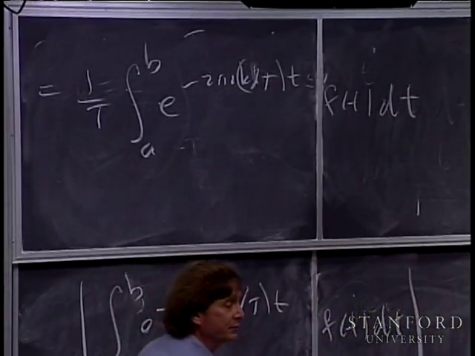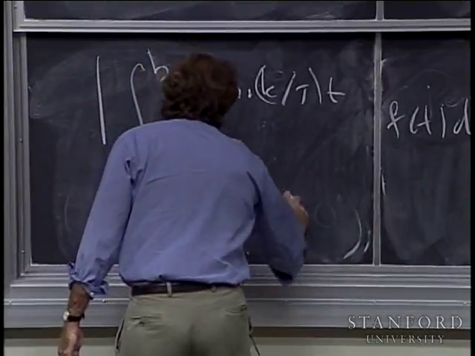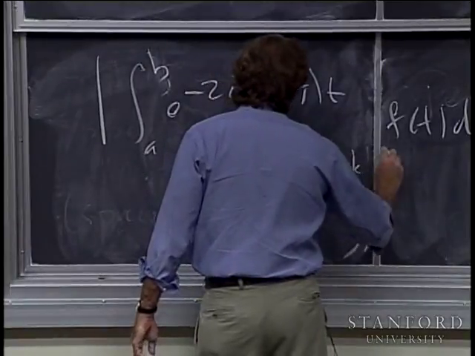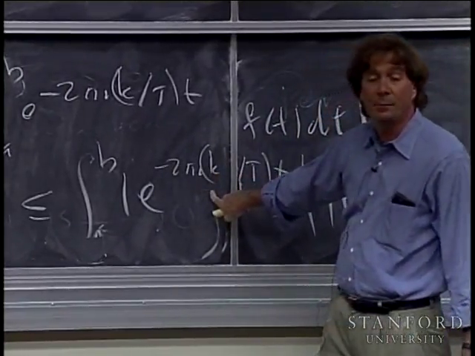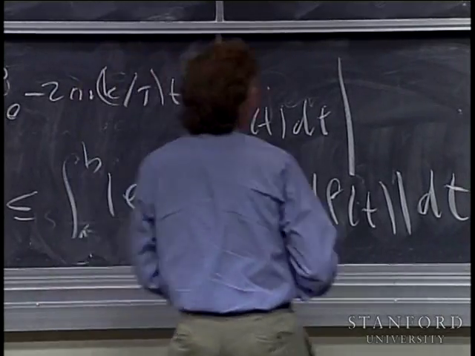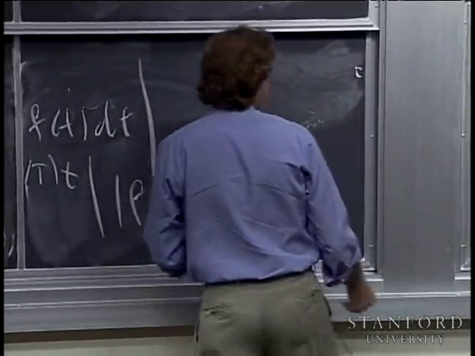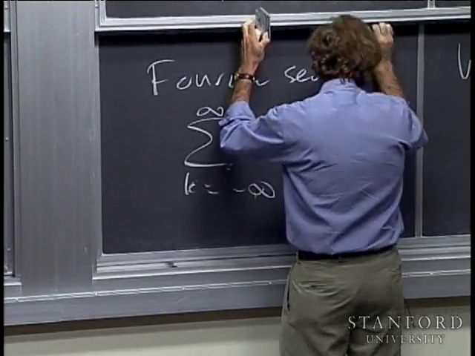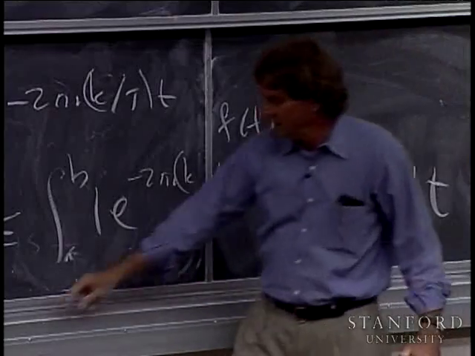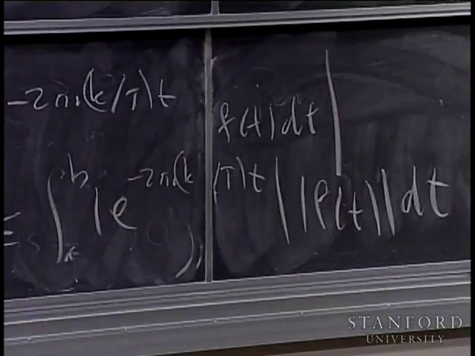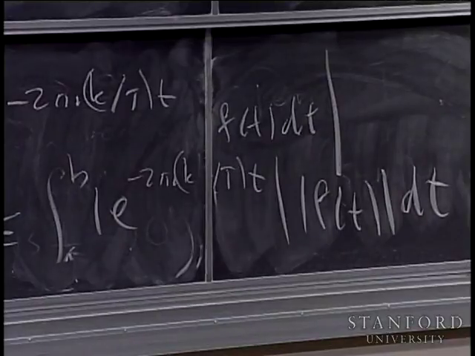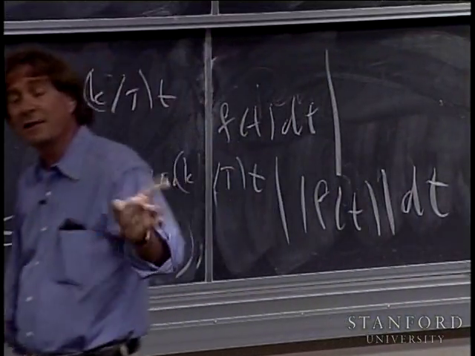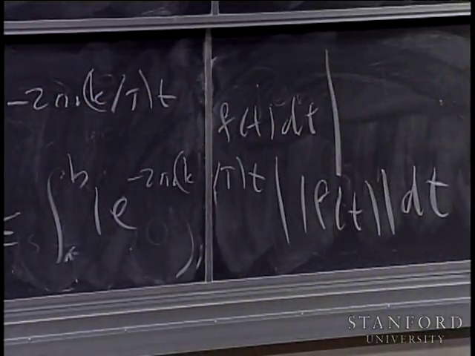The absolute value of the integral is less than the integral of the absolute value. So this is less than or equal to the integral from a to b of the absolute value of the complex exponential, which is 1, times the absolute value of the function dt. The absolute value of a complex exponential is 1. So this is just equal to the integral from a to b of the absolute value of f of t dt. That's a fixed number, and it's like m.